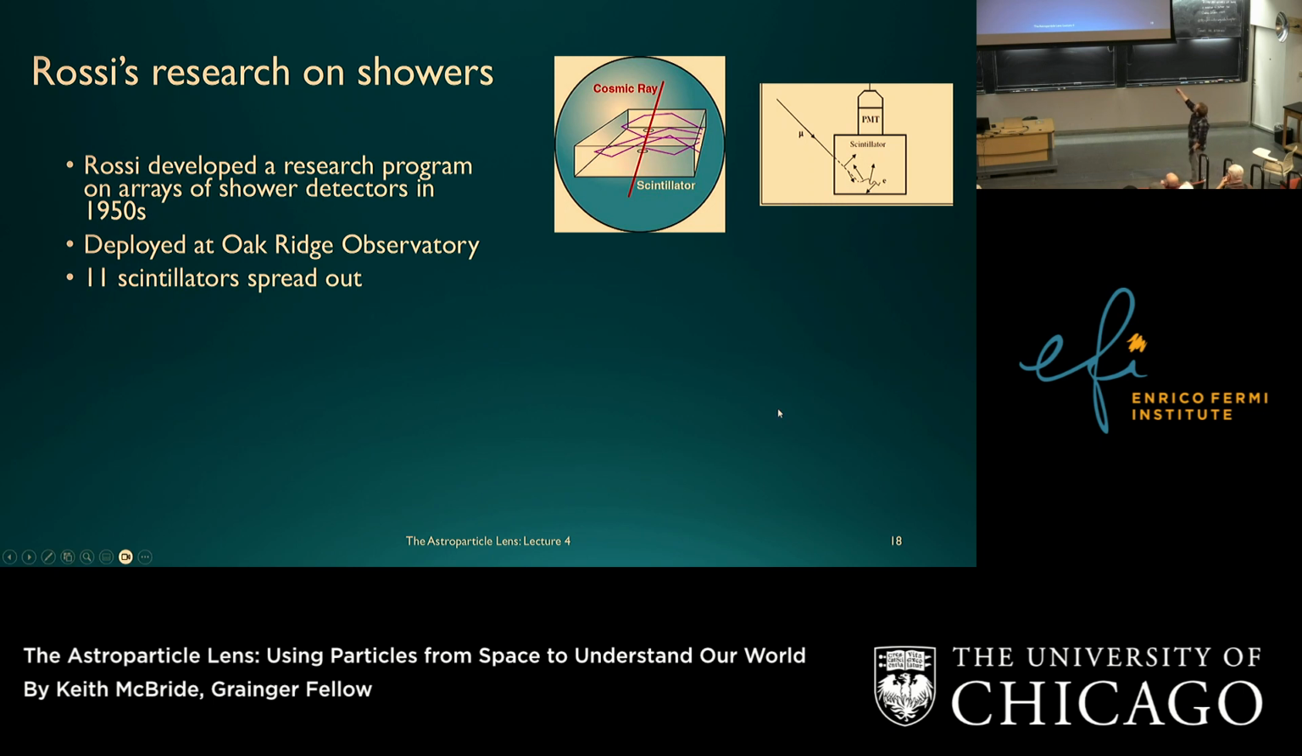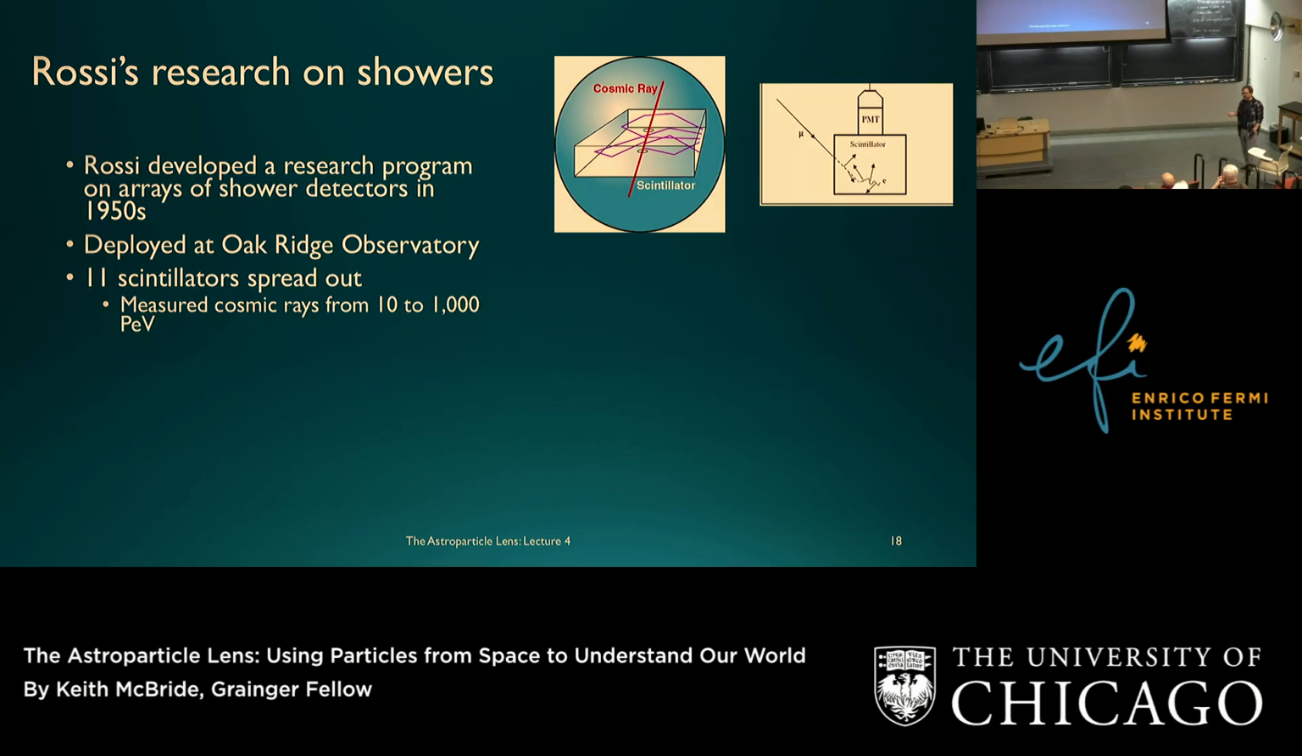And so the way this works is a cosmic ray particle, muon, electron, interacts in the scintillator, produces light, and that light is measured by photomultiplier tubes. And so they were able to say, well, actually, cosmic rays are even higher energy than Auger had said. They're 10 times and even up to 1,000 times the energy. So Rossi's group measured cosmic rays at 1,000 times a petaelectron volt.